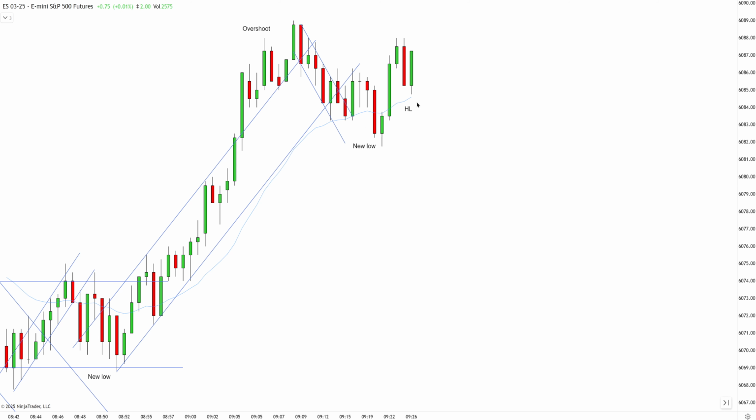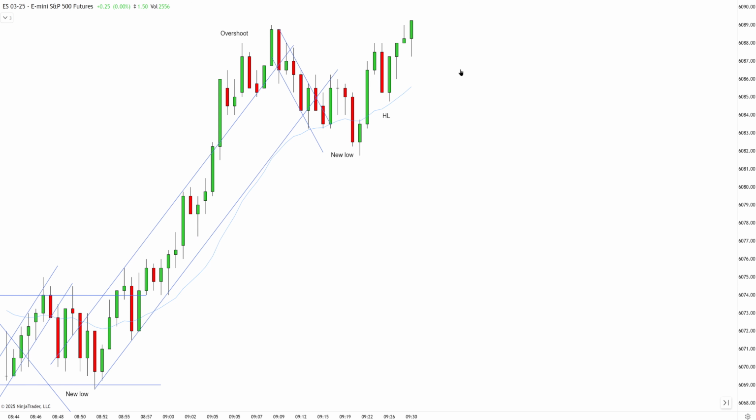It's just not a perfect high-probability setup, but you can definitely see that the market is still way too bullish, not bearish at all. So you're not even thinking about selling at this point. You're just waiting and following the bullish bias until some different pattern is established.